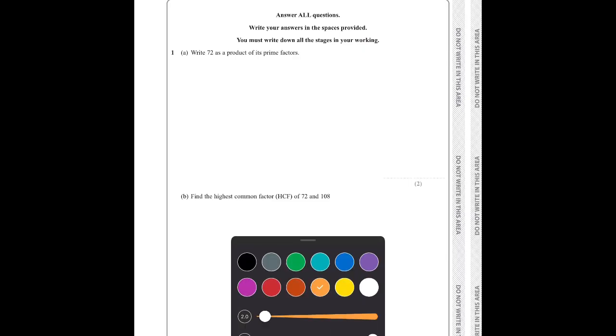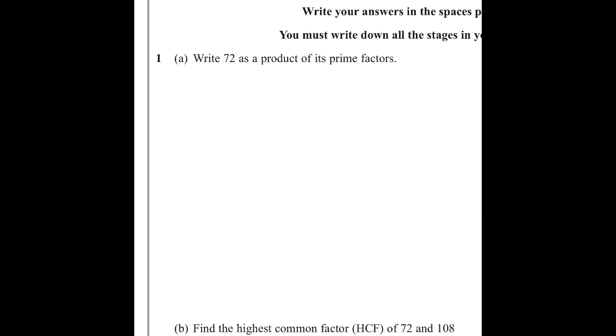So number 1, 72 is a prime. Factors. You can do the table method. I always prefer doing the factor tree. So let me zoom in quickly. Think of any two numbers that give 72. For example, 9 and 8.